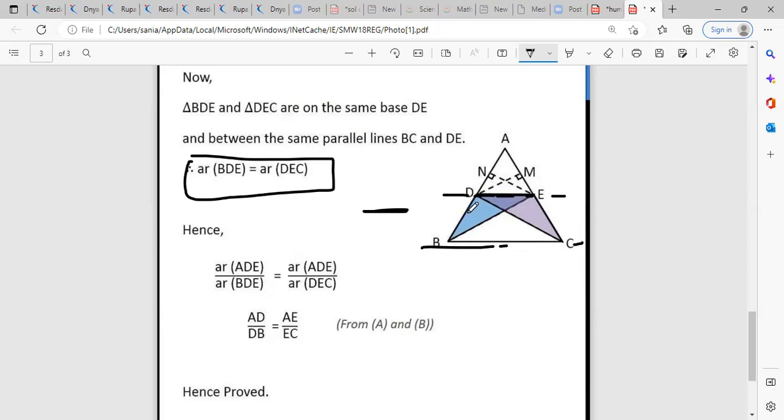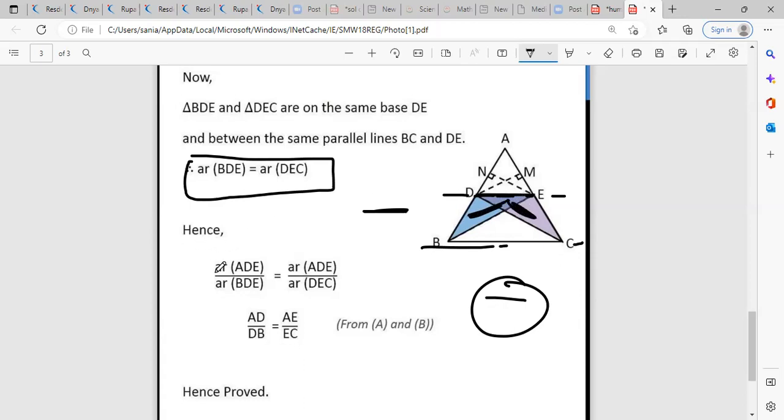These two triangles, right? So of course, for example, you and I both are in 10th class, so of course our subject will be the same. Similarly, these two triangles have the same base, plus they are between the same parallels. That's why their areas are the same, right? So you wrote area of BDE, this triangle, is equal to the area of this triangle.